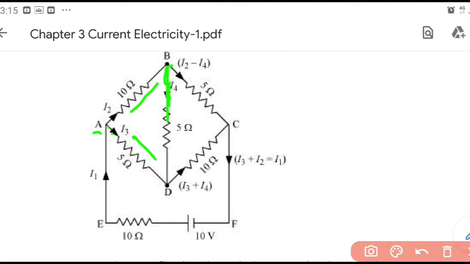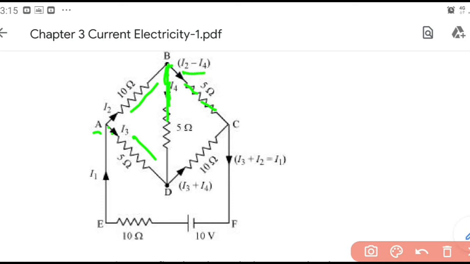So I2 is reaching the junction B. From that I2, I4 passes through 5 ohm. So how much will be passing through this branch? Through this branch, the current will be I2 minus I4. Hope you followed. Current through BC is I2 minus I4.